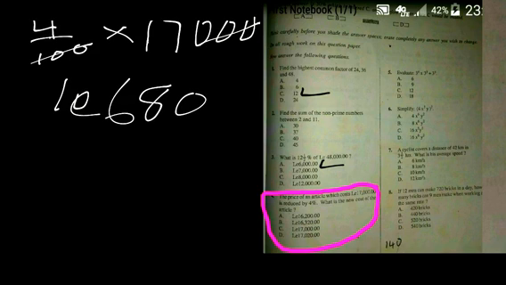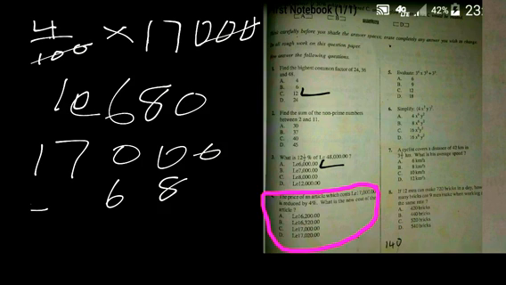This is not the final answer. So our final answer will now be the original price minus 680 leons. The original price was 17,000. Take away 680 leons. So 0 minus 0 gives you 0.